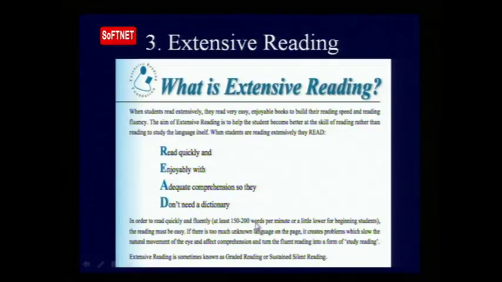So, therefore, if one has to move quickly in extensive reading, he has to read the passage very quickly, knowing that there are unknown words. He still has to move on to understand the difficult word in the context. Extensive reading is sometimes also known as graded reading or sustained silent reading. That means all extensive reading has to be done silently. So, if you have to read a non-detailed text, or the supplementary textbook, you have to read it silently.